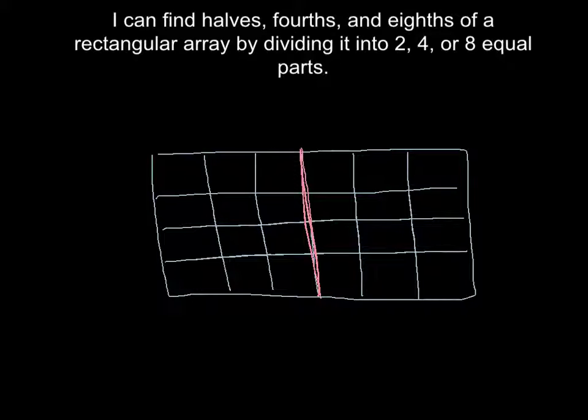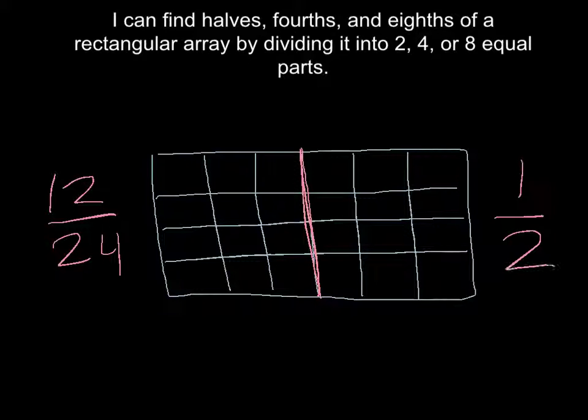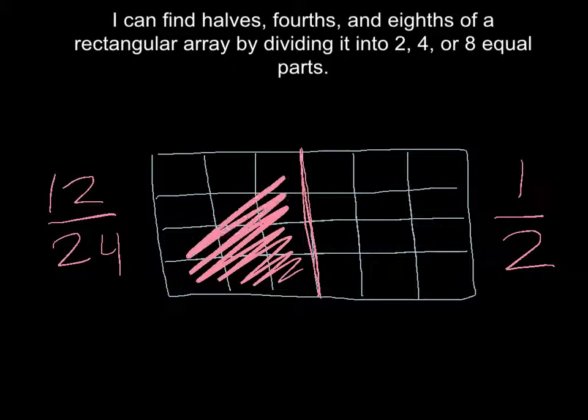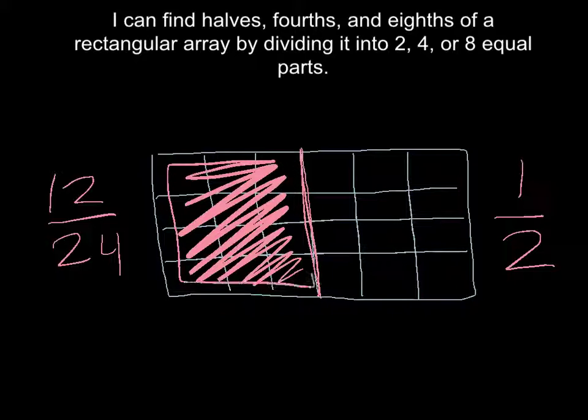This also tells me that 12 24ths is the same as 1 half. They are equal. So 1 half is 12 24ths.